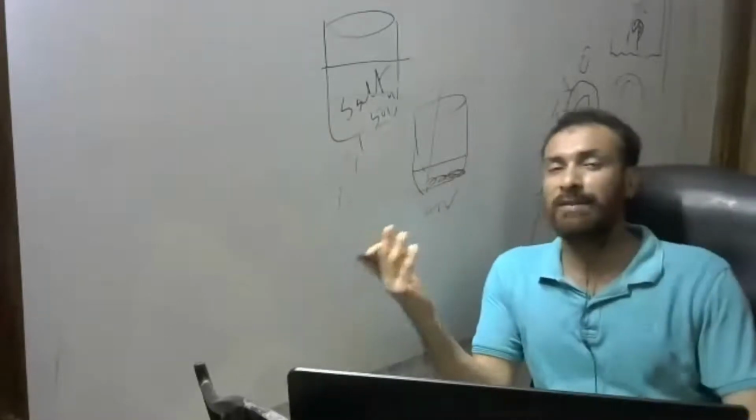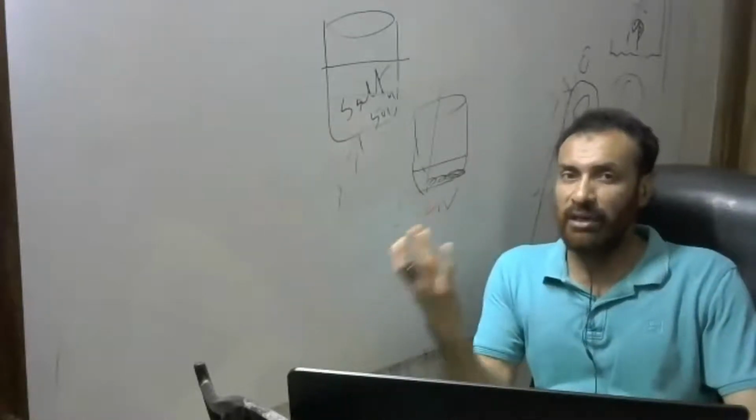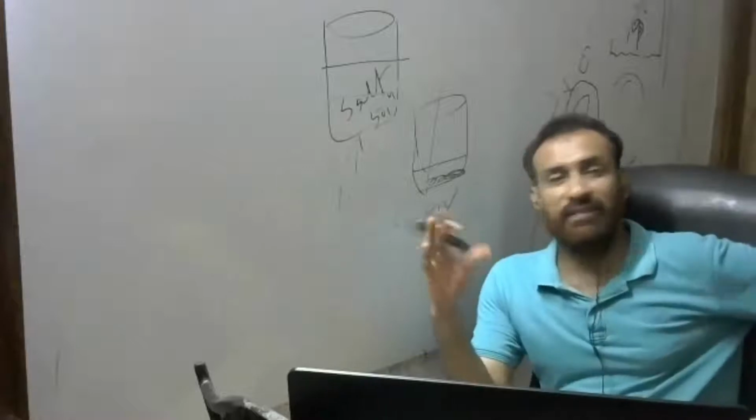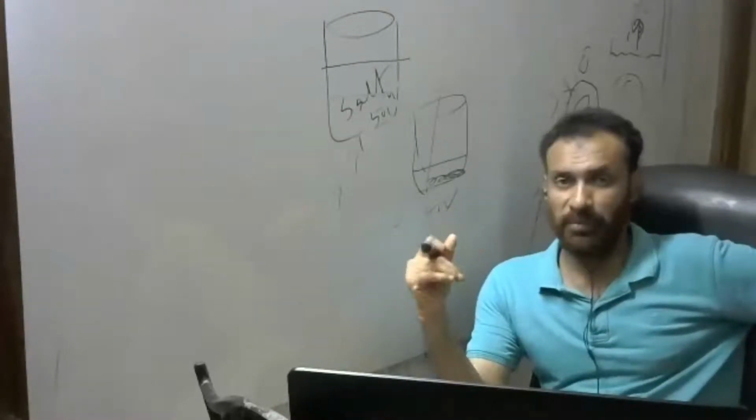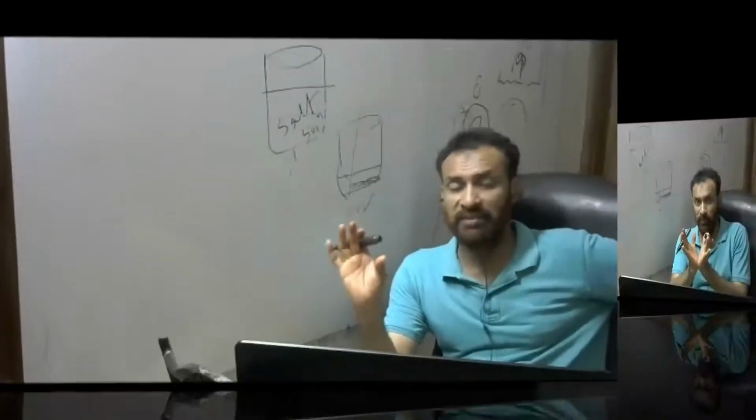So what's next? Very simple. You filter. What I suggest is, don't write just filter. Better we say filter with filter funnel and filter paper. Better. Understand? You get a mark for this.